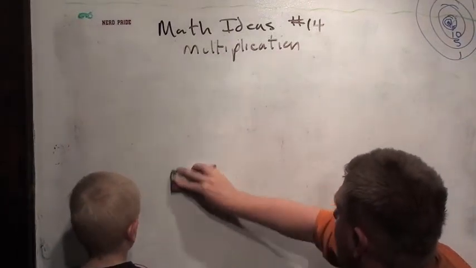Now, there's another special number with multiplication, and that is 0.